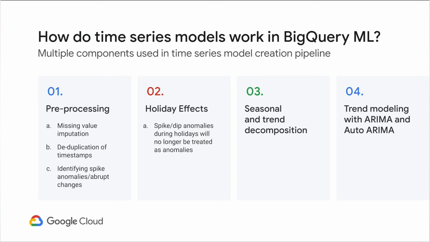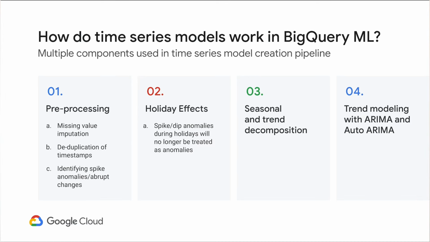After the pre-processing is done, next we have holiday effects. By default, holiday effects, as I mentioned, is going to be dependent on the amount of data that you feed into the model, which requires you to have at least 1 year's worth of daily data. So by default, holiday effects modeling is disabled. You have to specify your holiday region to be, for example, US. And as soon as you do so, as long as you have that year's worth of daily data, then holiday effects will come into play.